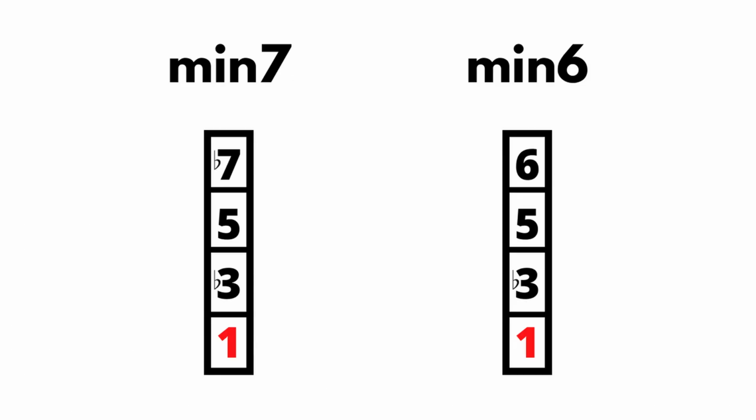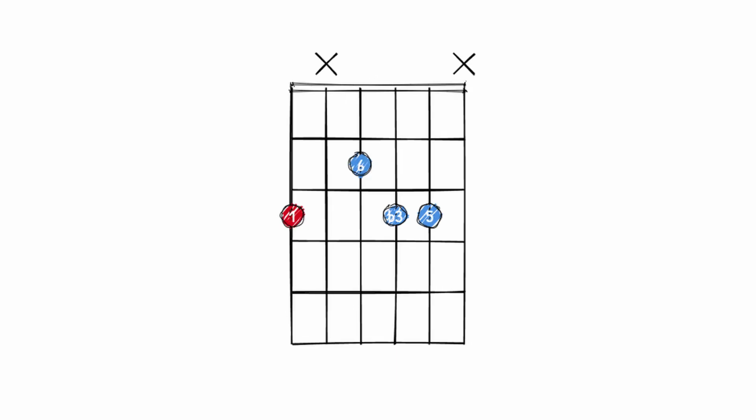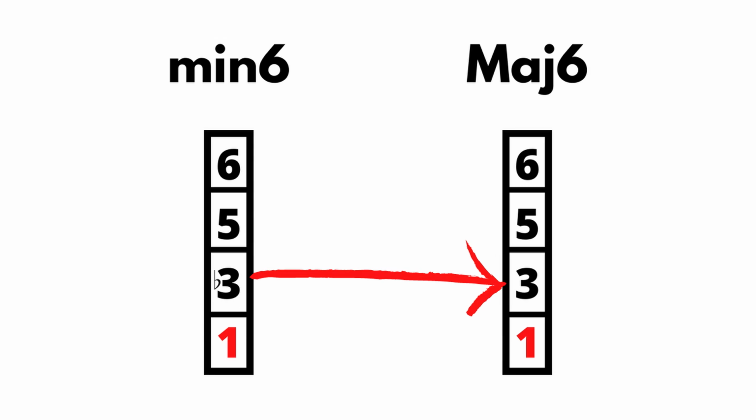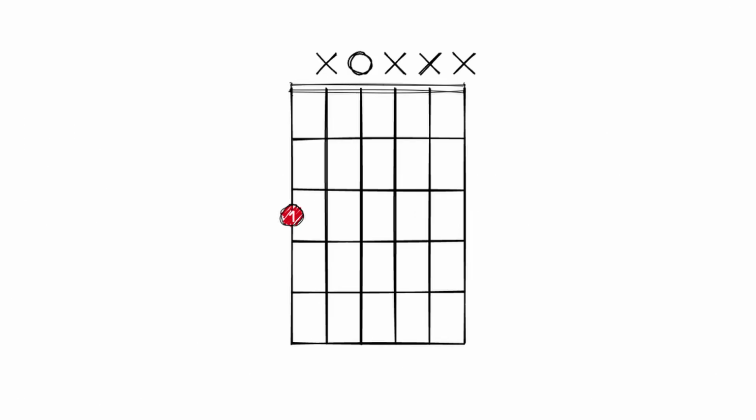Now we could turn this into a minor 6th chord, which contains the intervals 1, flat 3, 5, and 6, by lowering the flat 7 once more, showing the location of a 6th interval. And once here, we can make this a major 6th chord by raising the flat 3rd up to a major 3rd, so 1 fret.